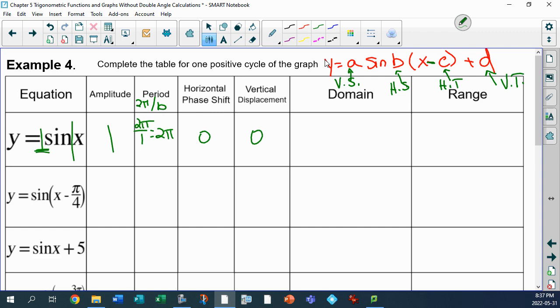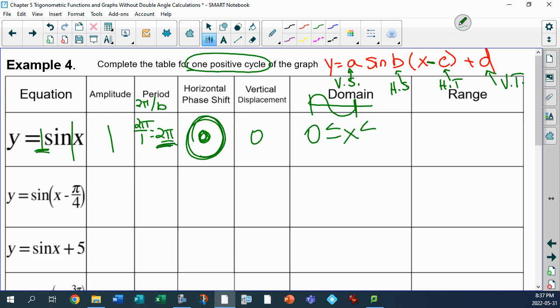So how do you do a domain for this? Well, look at the question. The question says for one positive cycle of the graph. So what does this mean? You're going to start here. You're going to go one complete cycle up and down. Cool. Okay, so let's do it. Here we go. So the domain, remember, is based on your period. You're going to start at 0 because, of course, this tells you to start at 0 right there. You're going to do a period of 2 pi. So your x has to be between 0 and guess what? A period of 2 pi. That's how it works. Cool, interesting.